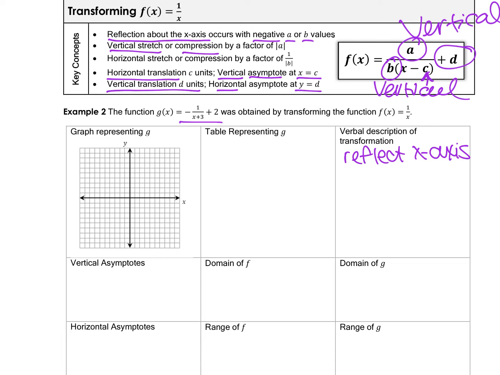And then your x plus 3 in the denominator will go opposite, so it'll go left 3. And then the plus 2 on the outside will go up 2. Now, keep that in mind.